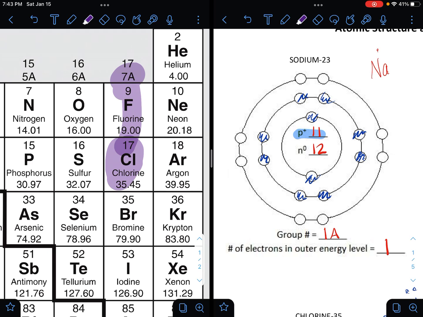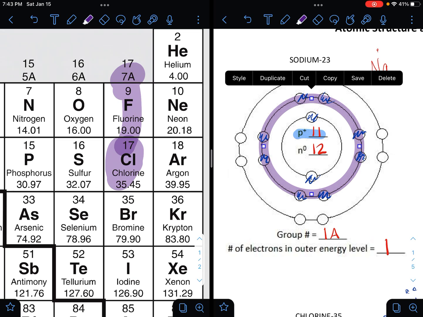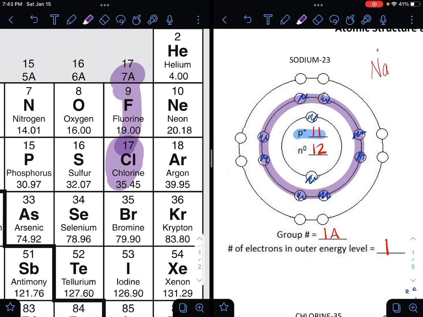But that's not true. Because remember, the outer shell just means the last shell that has anything in it, which in this case is now this shell. And if you count the electrons in that shell, it has 8. So by losing 1 valence electron, sodium has now satisfied the octet rule. It now has 8 outer electrons.